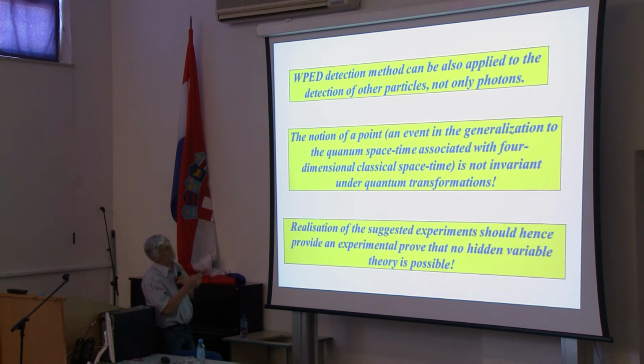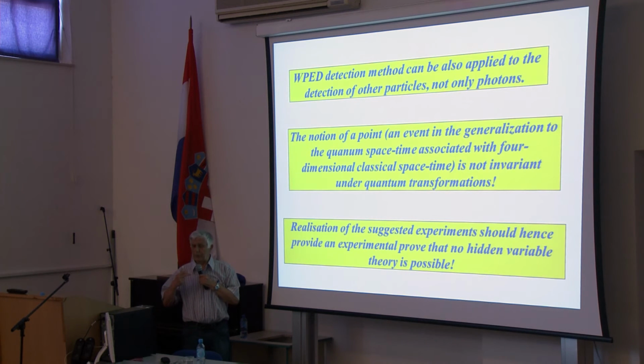The same method and same general principle apply, and the notion of a point, even in the generalization to the quantum space-time associated with four-dimensional classical space-time, is not invariant under quantum transformations. I did not show that here, but I want to emphasize that through all the mathematics you find that those quantum transformations which are responsible for such change of shapes do not transform point into point or event into event, but, more exactly speaking, a point-like wave function, that means a wave function which is very narrowly concentrated around some point, becomes a wave function which is extended, or the other way around.